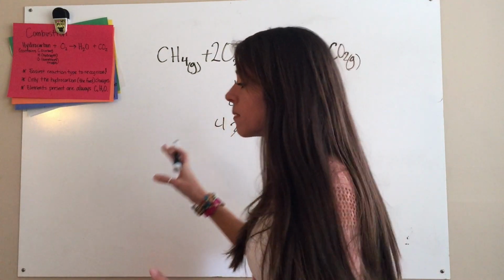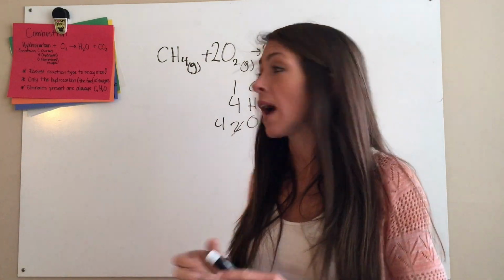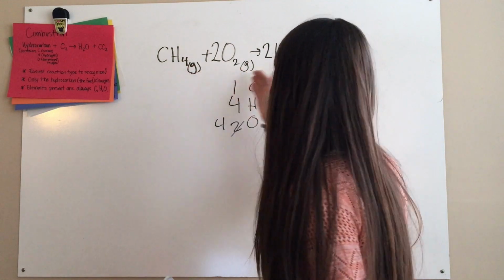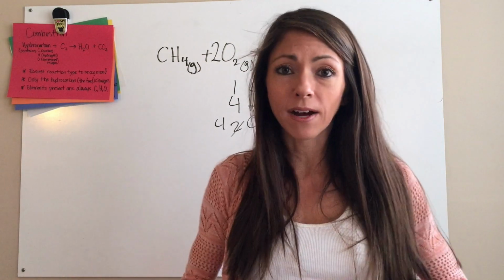Now we have equal mass on both sides of the reaction. This is balanced, okay? So we have correct formulas. We have a balanced chemical equation. We have details about our states of matter. So that is your last and final type.